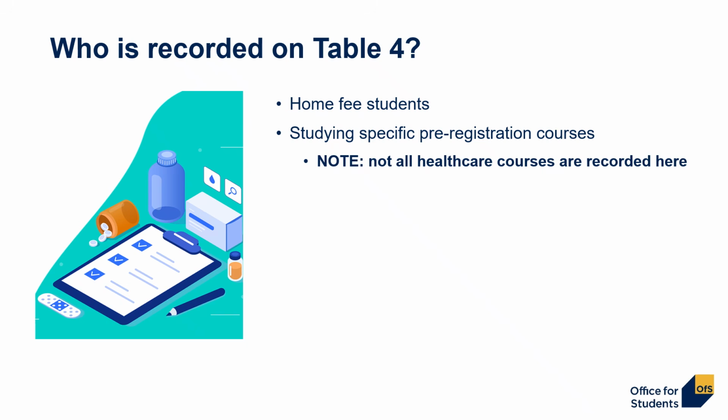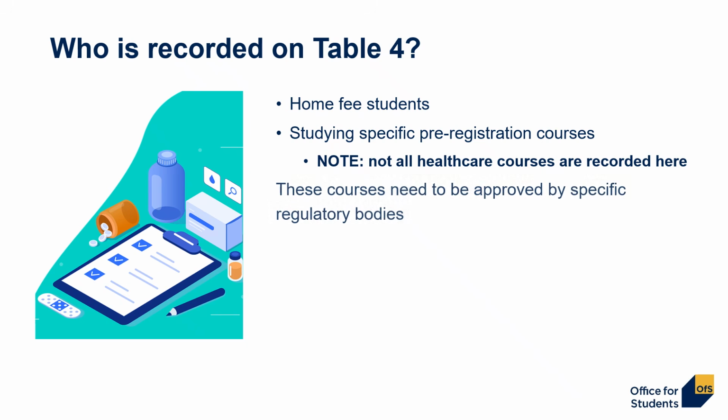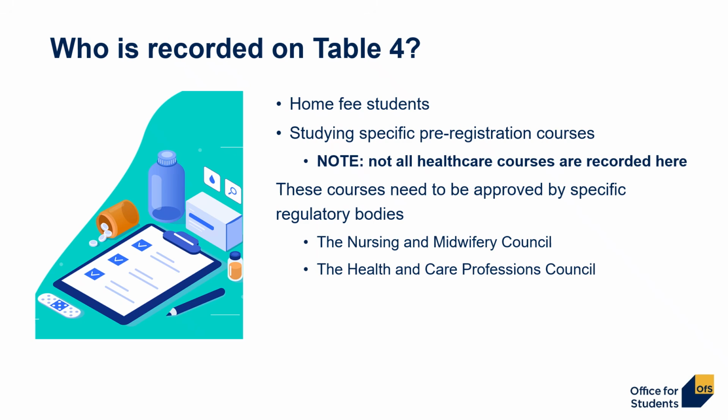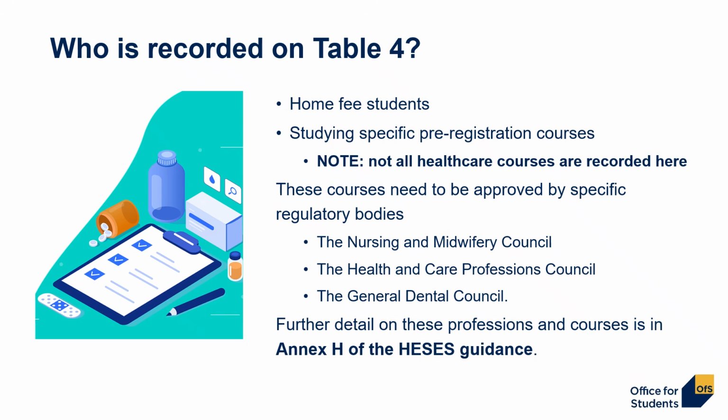The courses for which students are regulated here need to be approved by specific regulatory bodies. So these are the Nursing and Midwifery Council, the Health and Care Professions Council, and the General Dental Council. Consulting the Annex H guidance is the best way to identify whether courses need to be recorded here. This guidance provides links to each of these councils' websites and will tell you how to search for the courses that come under the pre-registration definition used for Table 4.